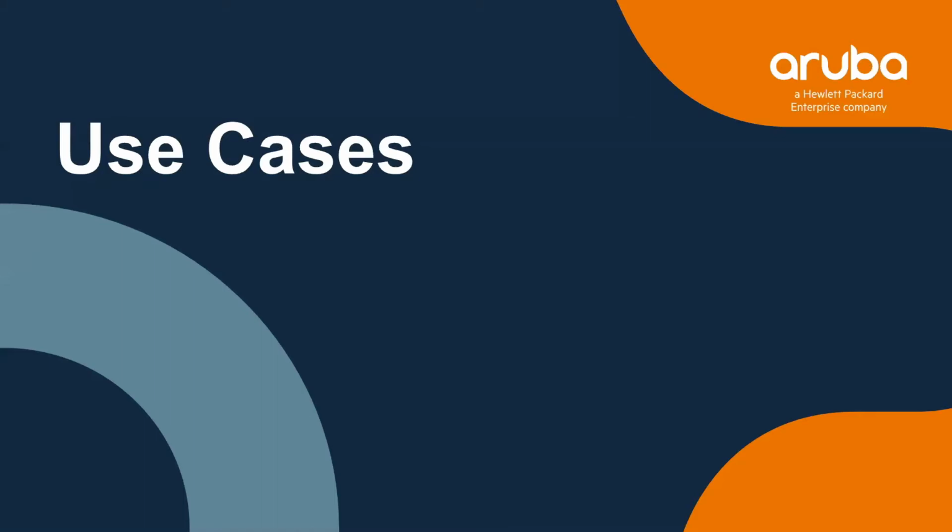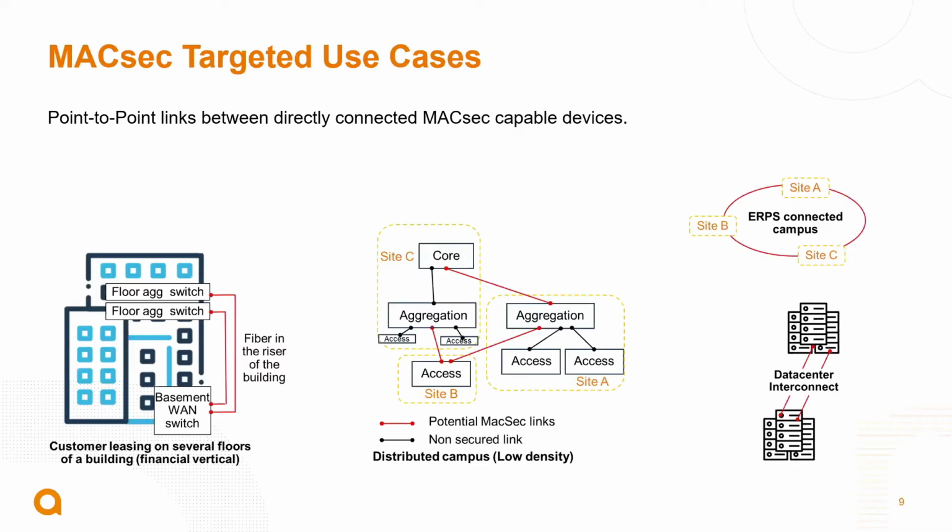With regards to use cases, with CX devices, we support device-to-device MACsec. When we're thinking about use cases for our CX solutions, there are a number, especially within our campus type environments. Let's say we have an environment with a multi-floor building. We can use these types of solutions to help secure that traffic as it goes between the different floors. So we can secure the fiber in the risers of the building.